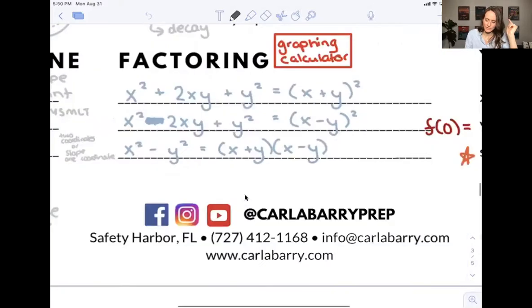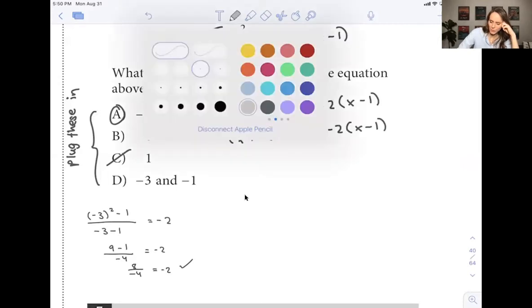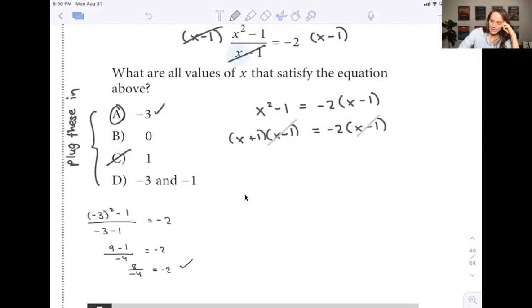x squared minus y squared factors to x plus y times x minus y. So this is just going to factor to x plus 1 times x minus 1 equals -2 times x minus 1. We can now cancel out our x minus 1 on each side, and that gives us x plus 1 equals -2. So x equals -3, which also confirms the answer is A.